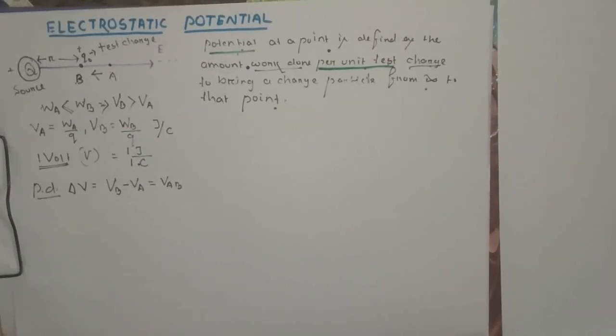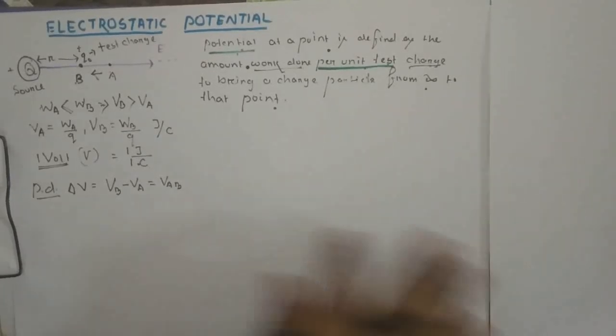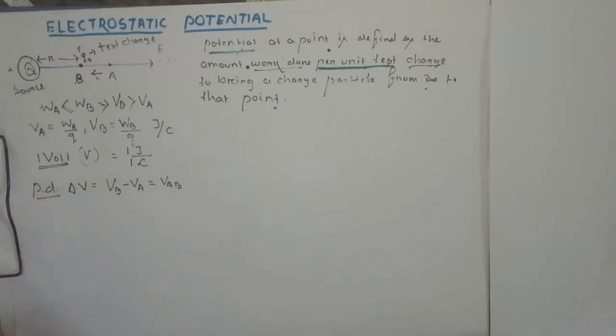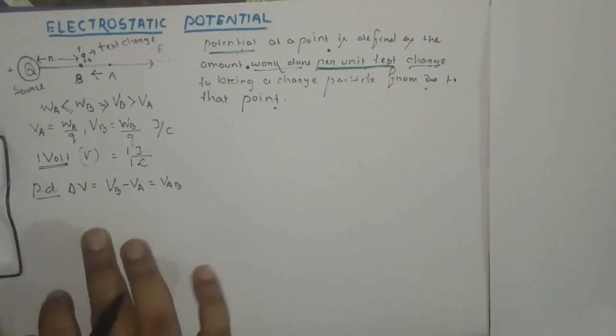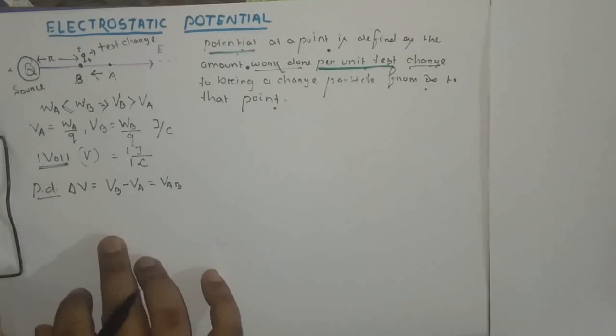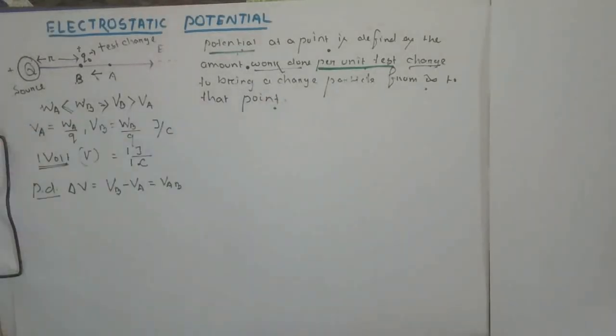Now we will go on. So we got what is potential, we got what is potential difference, we got what is 1 volt potential. Similarly, they can ask you what is 1 volt potential difference. Now what is potential energy? These are the basic concepts required.